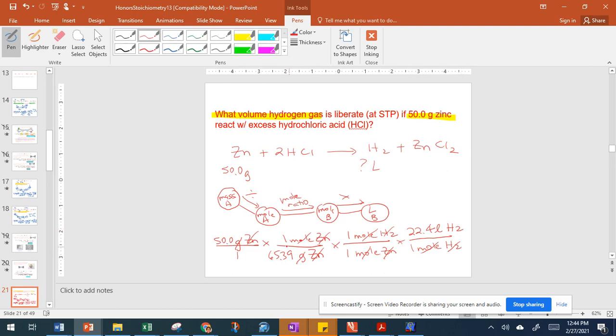Okay, so now we're going to multiply everything in the numerator, divide by what's in the denominator. So we're going to get 50 times 22.4 divided by 65.39. And that gives us 17.1 liters of hydrogen. Okay, so that's an example of a different type of problem where you're just using multiple conversion factors. And again, you just need to be paying attention to your units.